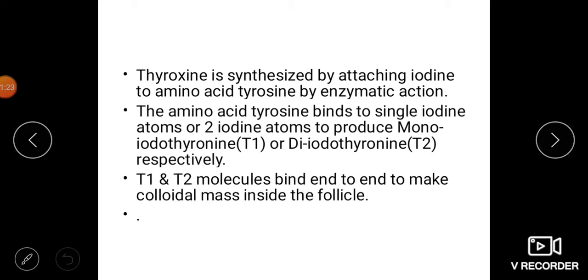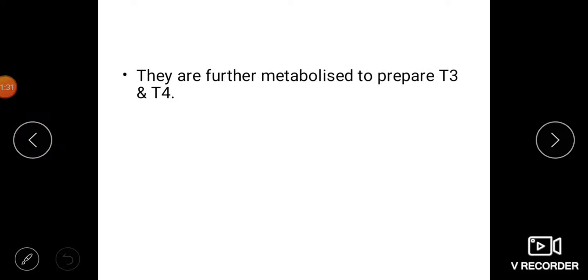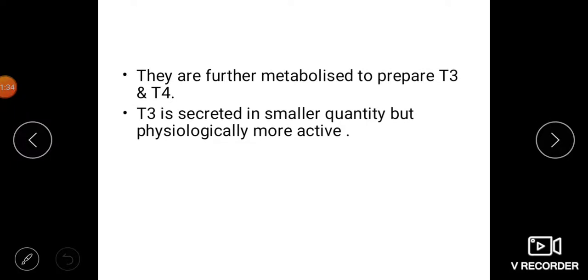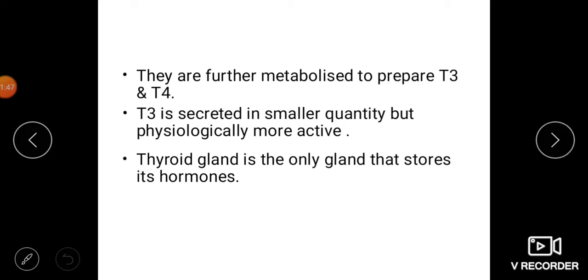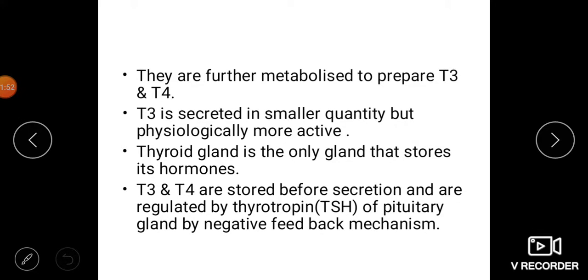T1 and T2 molecules bind end to end to make a colloidal mass inside the follicles. They are further metabolized to prepare T3 and T4. T3 is secreted in smaller quantity but is physiologically more active. T4 is secreted in larger quantity, is physiologically less active, and its action is short lasting. Thyroid gland is the only gland that stores its hormones. T3 and T4 are stored before secretion and are regulated by thyrotropin of the pituitary gland by a negative feedback mechanism.